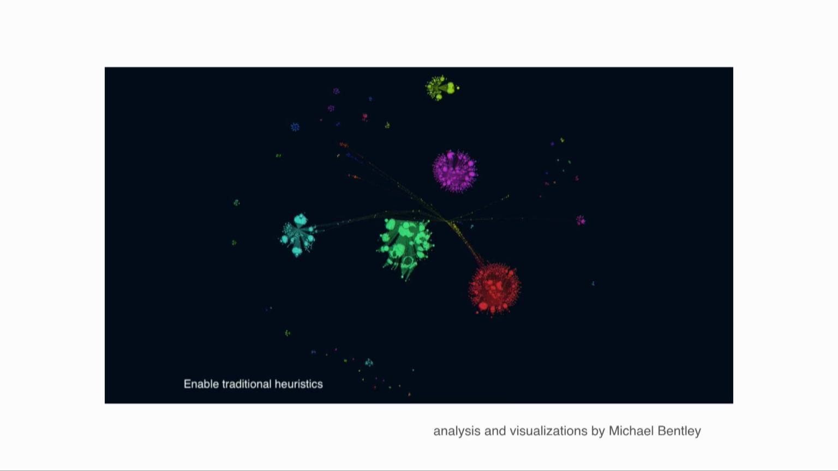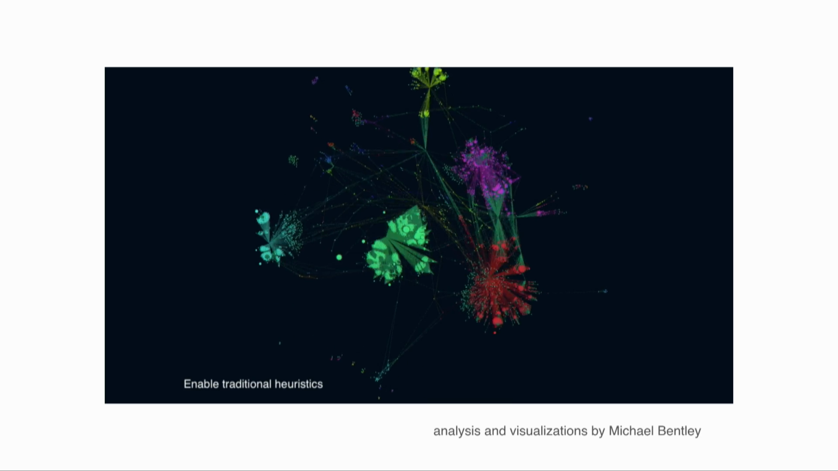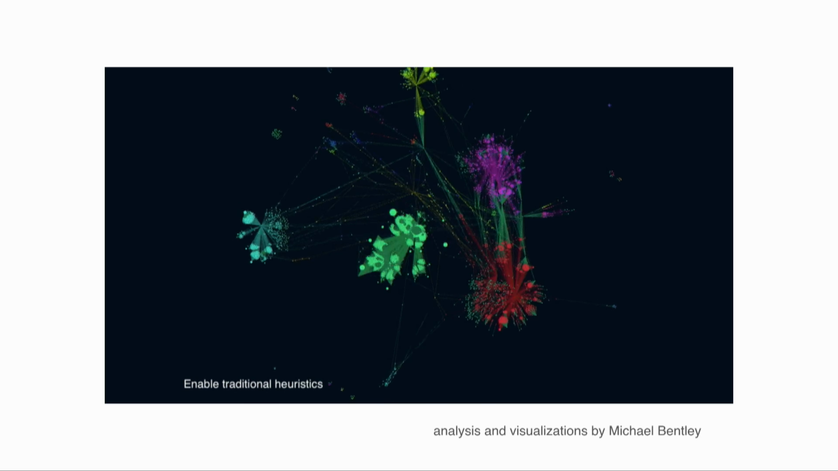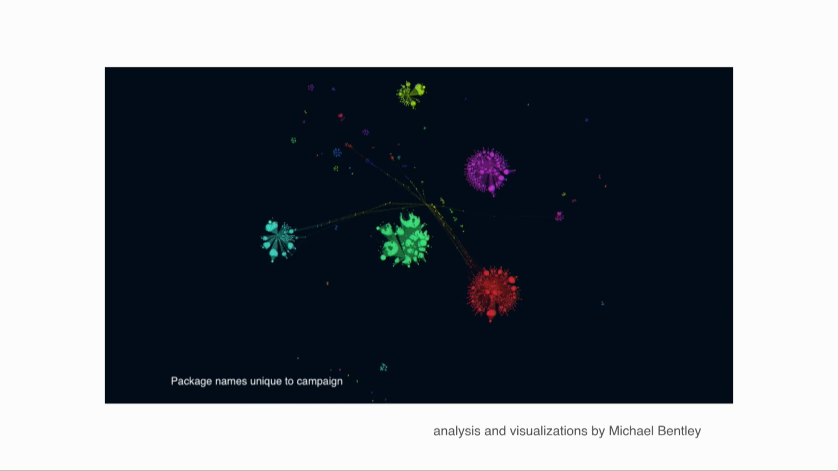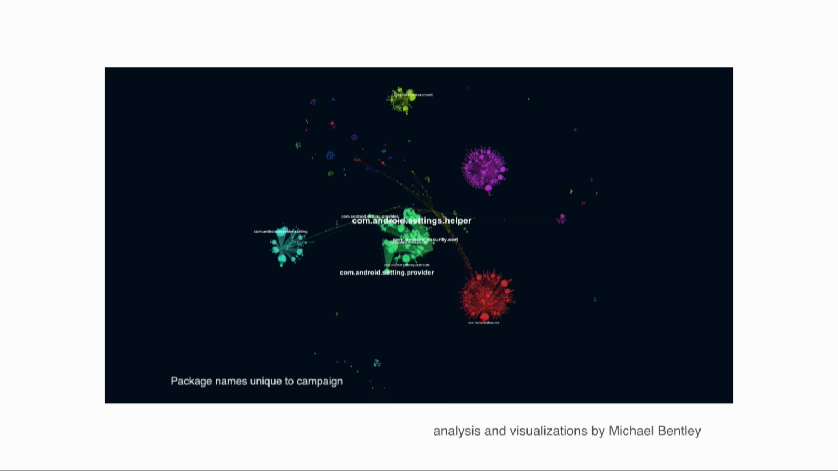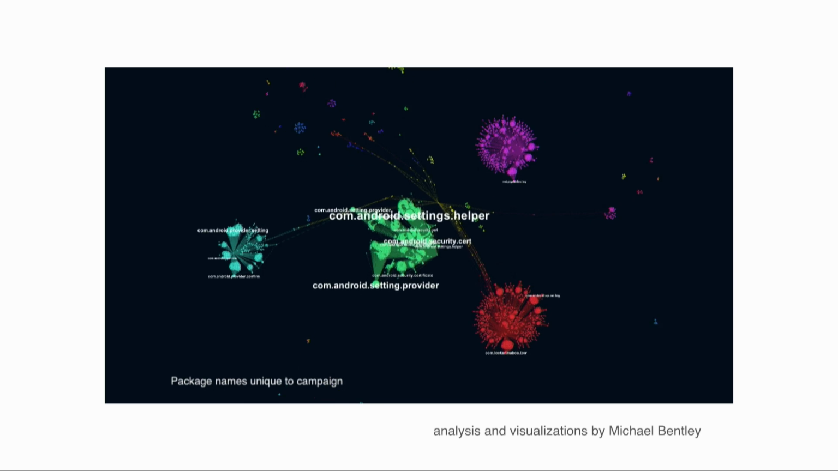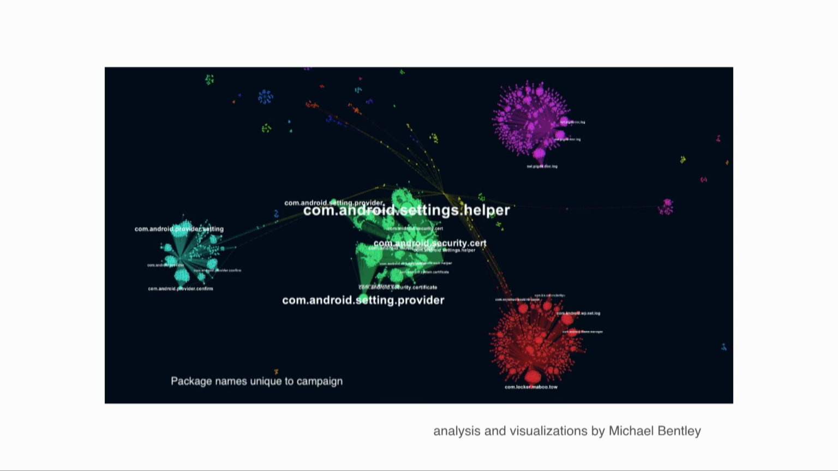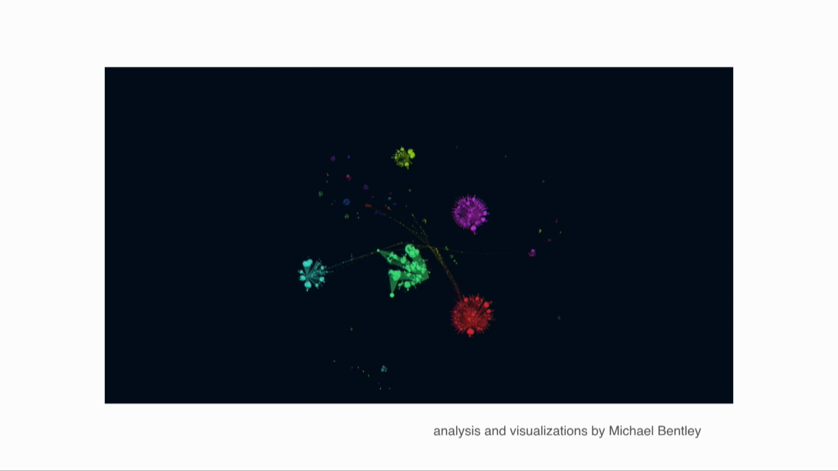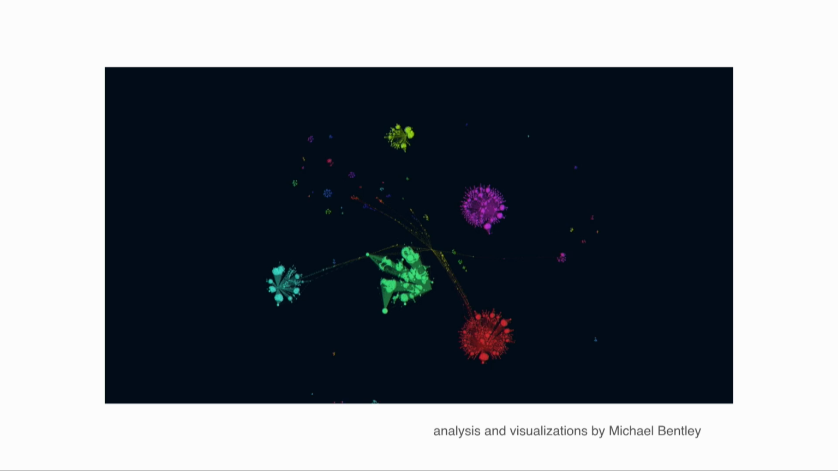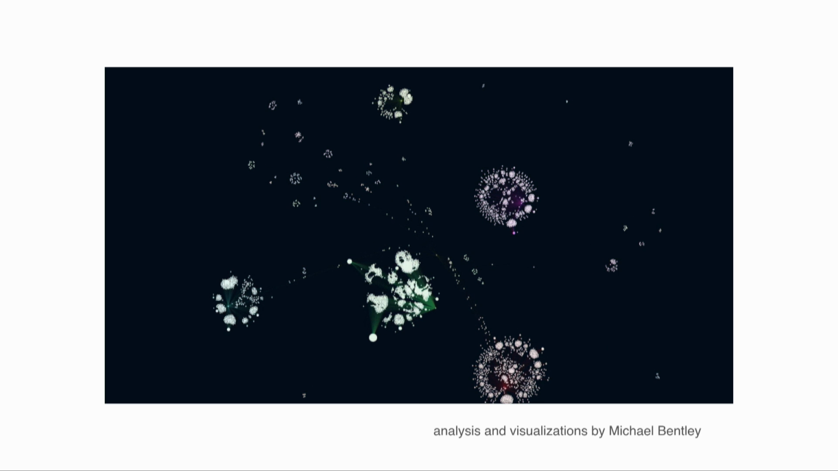The yellow lines are nearest neighbor. If we enable traditional heuristics, we can see more relations, but even without it, we can still see which variants are most closely related. And if you look at the package names, you can see that in each cluster, they're generally related to each other by theme, which implies even more that each variant is an individual campaign of this malware being launched against our users.